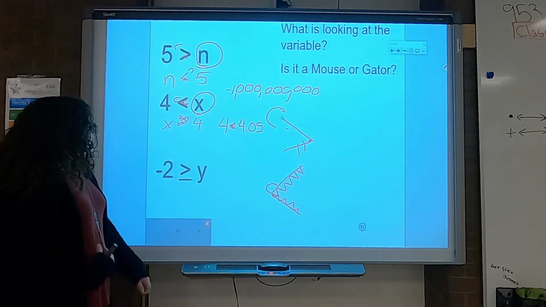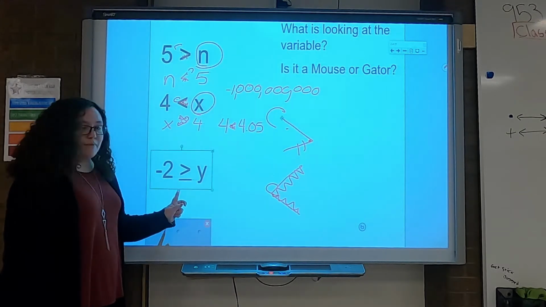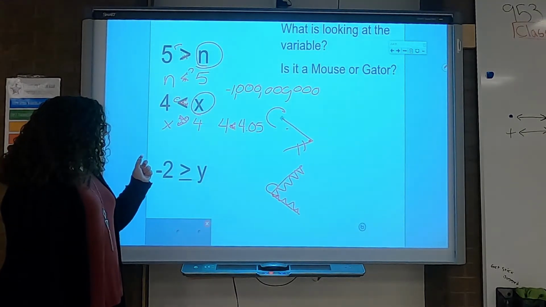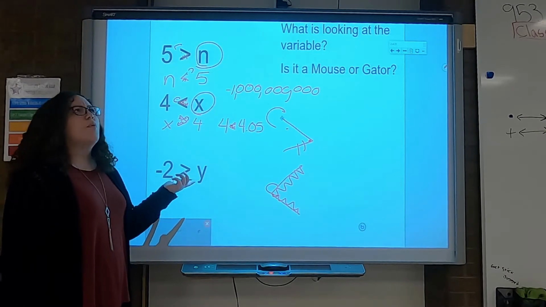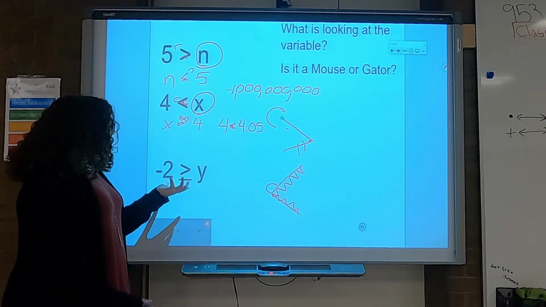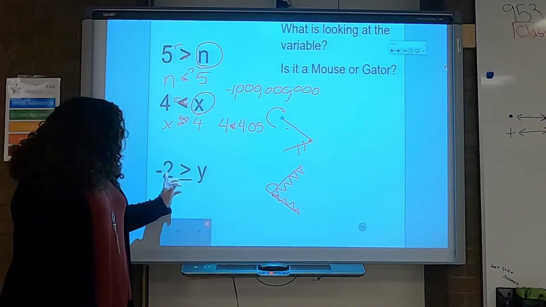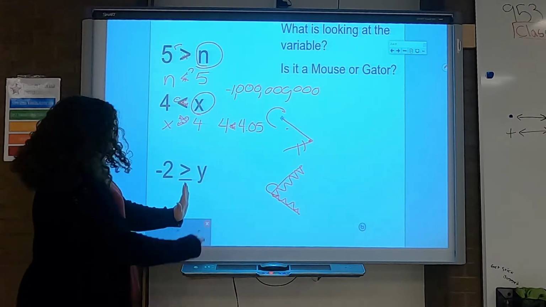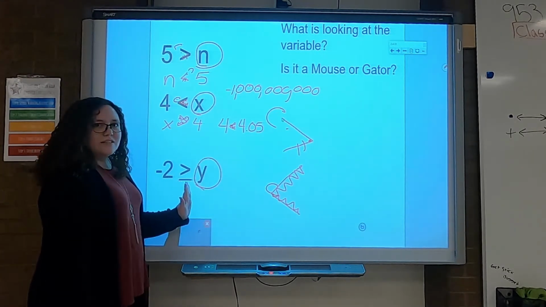So, this one down here. Oh, we've got this little line this time. Don't forget that one. So we can still look at whether this is a mouse or a gator. This one, focusing on the y, what is looking at the y? Well, that certainly looks like a little mouse to me.